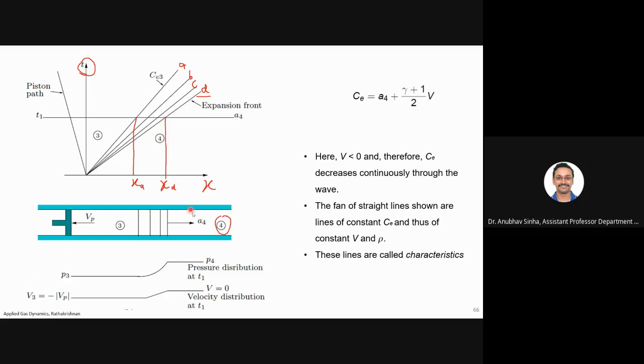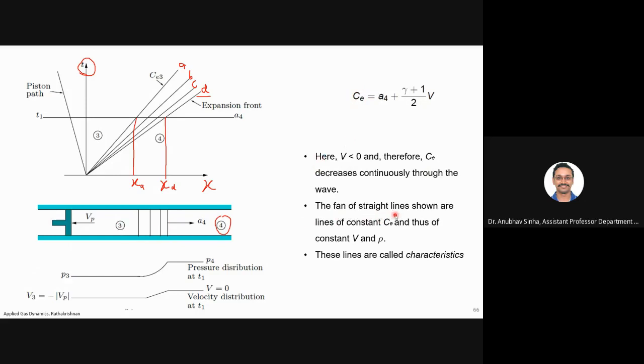What is the speed of sound in the stagnant air or undisturbed air? That speed plus (gamma plus 1)/2 into V. V is generally the piston speed. Okay. Now here V is less than 0. V is negative because the fluid is moving back. Therefore C decreases continuously through the wave. Okay. This will decrease continuously as you move along.